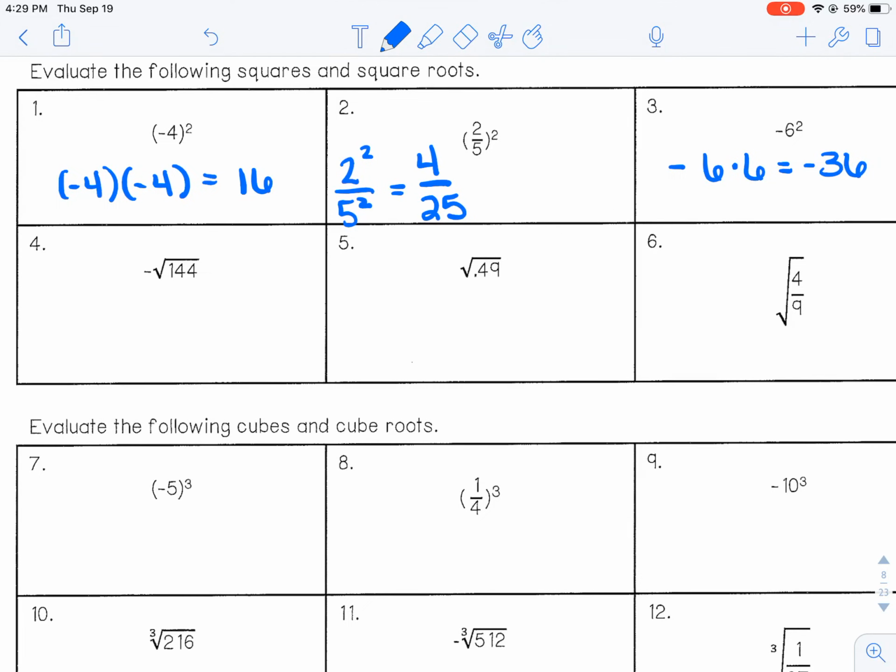Number 4 is a perfect square. The square root of 144 is 12. But what is unique about this problem, we have that little negative sign. So make sure that you bring down the negative sign for your answer.